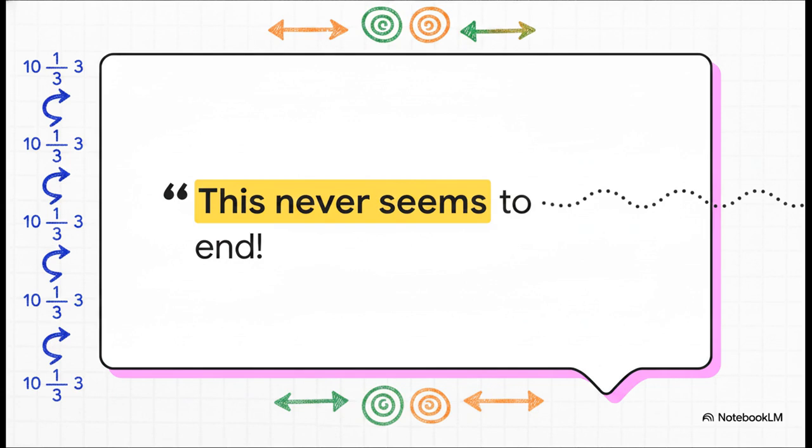Okay, you bring down a 0, giving you 10 again. 3 goes into 10 3 times, and you get another remainder of 1. You'll very quickly realize that this never seems to end. Because you constantly get that remainder of 1, you are going to generate an endless, infinite string of 3s in the quotient. 3.333, just marching on forever and ever.